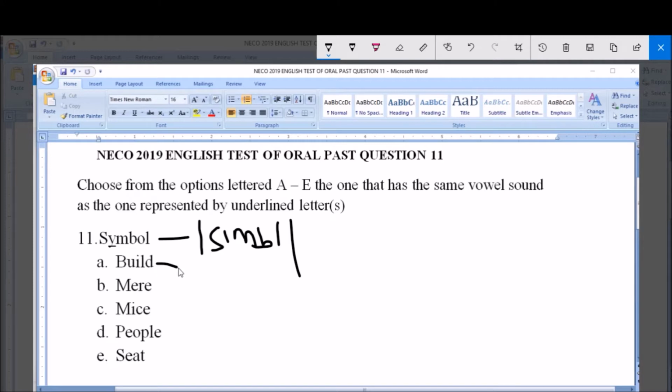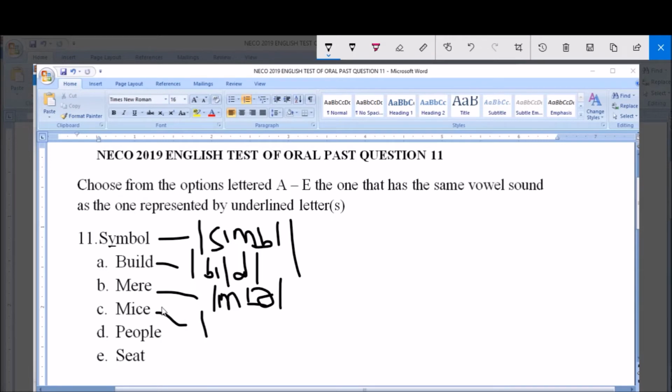Option A, we have the word bead. It is not build, as people call it. It is pronounced as bead. The option B is pronounced as mere. The sound here in option B is a diphthong. It is not a pure vowel sound. Remember that E is a pure vowel sound.